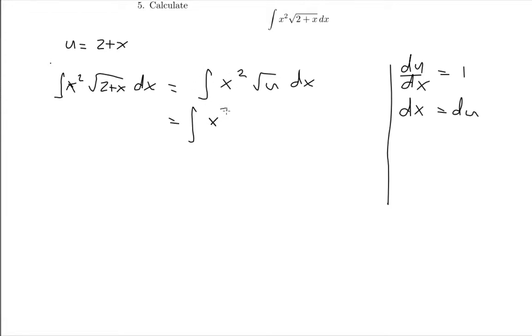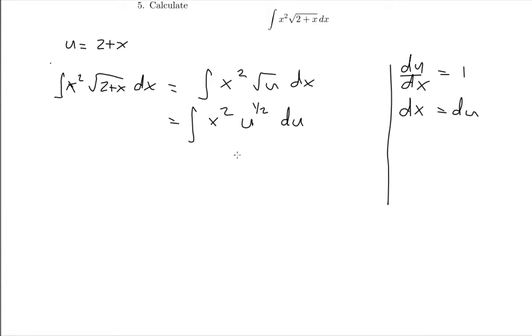So I have the integral of x squared, u to the power of 1/2. I've rewritten the square root as the exponent 1/2. That has nothing to do with calculus. That just has to do with what the square root actually is. It's to the power of 1/2. And now I'm going to take this dx and replace it by what I just calculated dx to be, which is just equal to du.